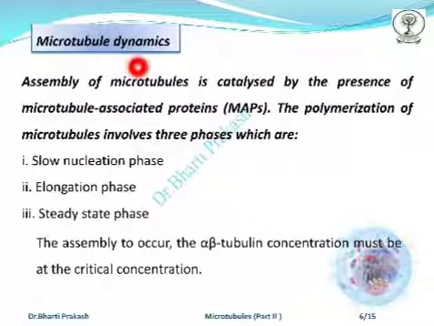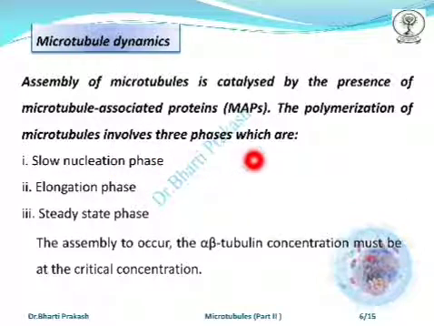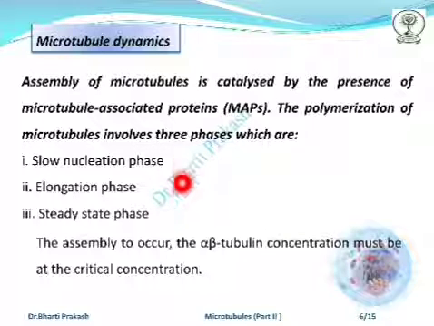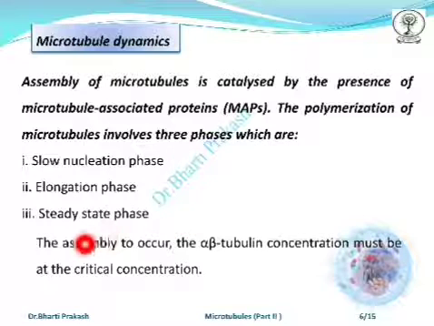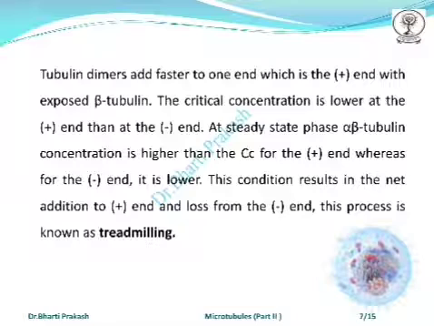The assembly of the microtubules is catalyzed by the presence of microtubule associated proteins, MAPs. The polymerization of microtubules involves three phases. It includes the slow nucleation phase, the elongation phase, and the steady state phase. For the assembly to occur, the alpha and beta tubulin concentration must be at a critical concentration.